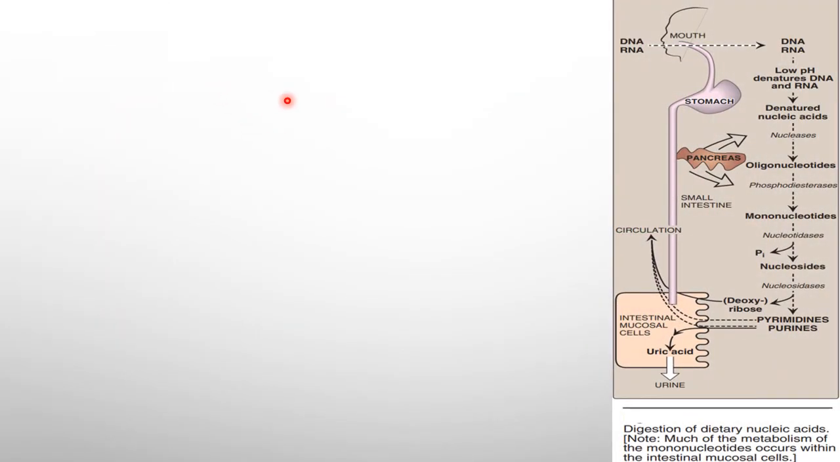Now, degradation or breakdown or catabolism of purines. So this protocol is for digestion of dietary nucleic acids. RNA or DNA in the mouth remain unaffected, but when they arrive in the stomach, there is low pH, which can denature nucleic acids, and you get denatured nucleic acids in the stomach. Then these are poured into the duodenum. In the duodenum, there are pancreatic secretions, for example, nucleases and phosphodiesterases.